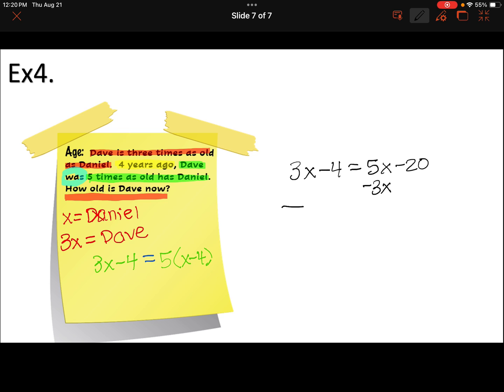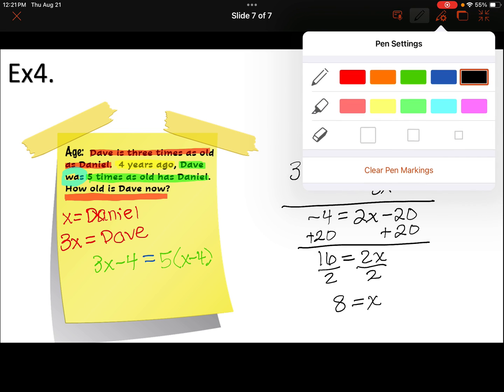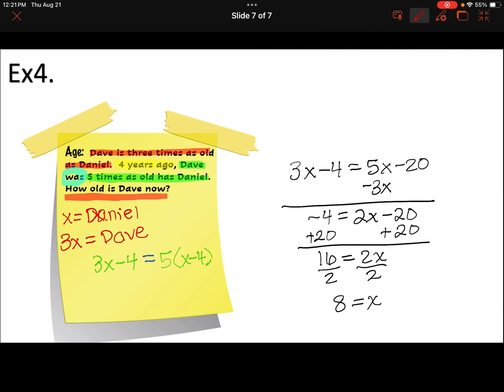I'm going to subtract my 3x. So negative 4 equals 2x minus 20. I'm going to add 20. 16 equals 2x. Divide by 2. So x equals 8. 8 is giving me Daniel's age. So how old is Dave? If Daniel is 8, Dave is going to be 3 times 8. So Dave is 24. And that is the end of our review of solving word problems.